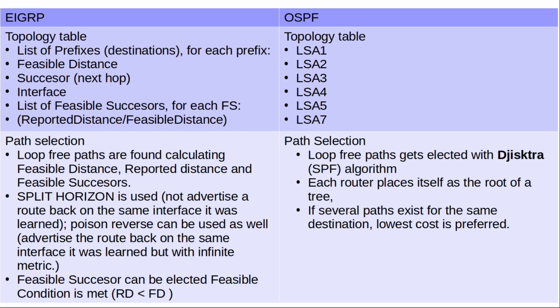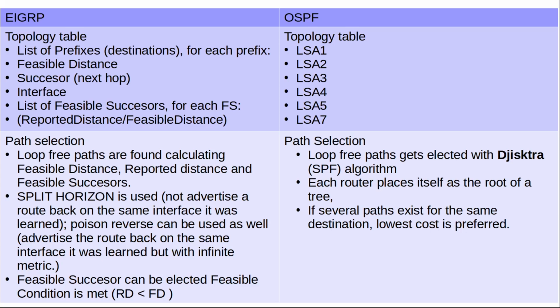So how does EIGRP achieve path selection? EIGRP will calculate the feasible distance, the reported distance, and feasible successors in order to locate loop-free paths. It will use split horizon and poison reverse as protection, and it can have alternate paths to a destination known as feasible successors, which can become feasible successors only if they abide by this condition: the reported distance is lower than the feasible distance.